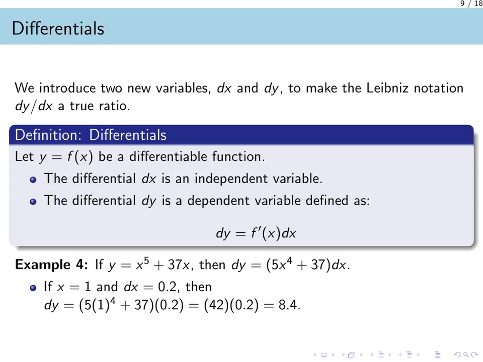For example, if y equals x to the power of 5 plus 37x, its derivative is 5x to the power of 4 plus 37. The differential is therefore dy equals the quantity 5x to the power of 4 plus 37, all times dx. If we plug in x equals 1 and dx equals 0.2, we find that dy is 42 times 0.2, which equals 8.4. The main takeaway is that the differential dy is simply the function's derivative multiplied by the differential dx.